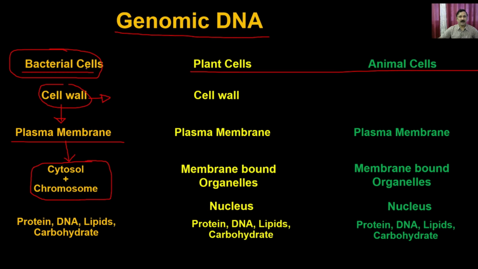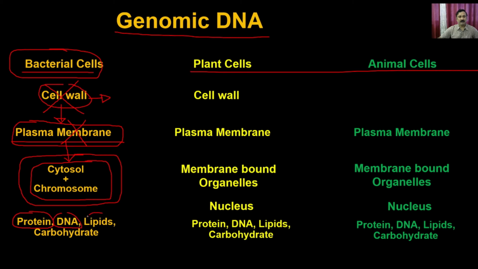In the case of the prokaryotic cell, you are going to break the cell wall with the help of an enzyme, which is going to degrade the cell wall. Once you degrade the cell wall, you reach the bacterial cell, and then you have to degrade the plasma membrane. Once you degrade the plasma membrane, the cellular content is released, which is the cytosol and the chromosome. And what is going to be present in this picture is the proteins, the DNA, the lipids, and the carbohydrates, where the DNA is present along with the protein in a complex form.